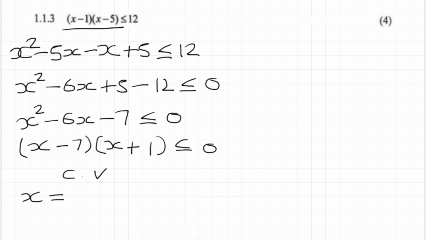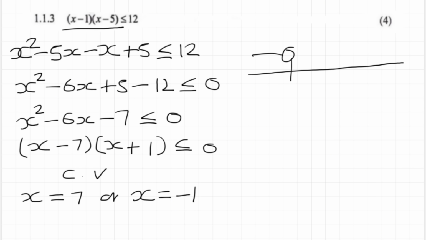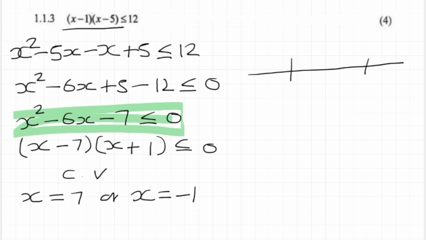So my critical points are x equals 7, or x equals negative 1. Perfect. But remember, this is an inequality, so we need to show our answer graphically. There's a different method for this. Some other people use a different approach, but I use the graph because I understand the quadratic mostly. So the quadratic we're going to make use of here is this one, to answer this kind of question.